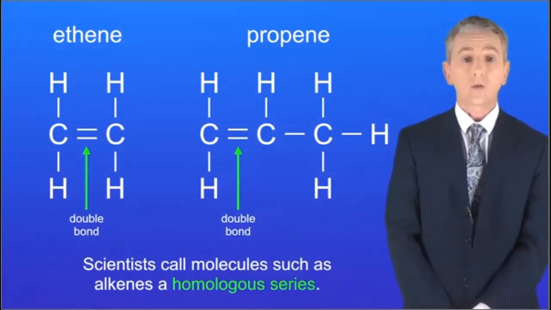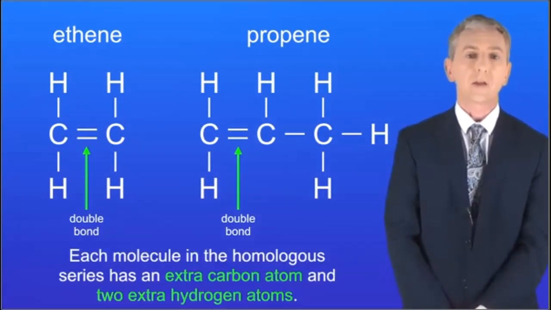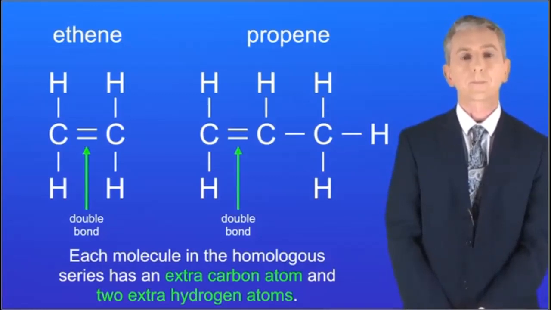Scientists call molecules such as alkenes a homologous series. Members of a homologous series all have the same functional group. Each molecule in the homologous series has an extra carbon atom and 2 extra hydrogen atoms, and we can see that with ethene and propene.